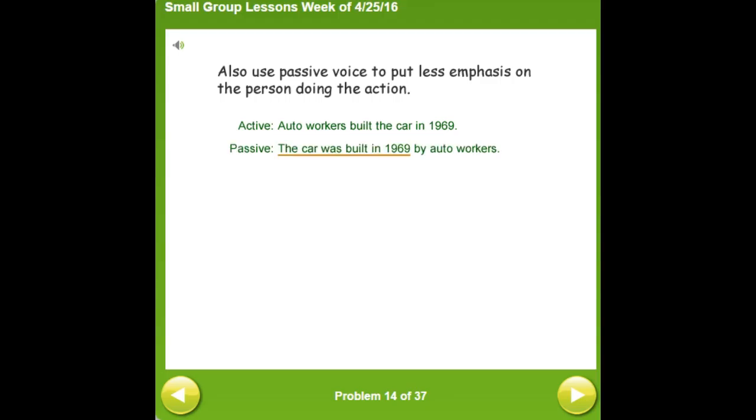We could write this sentence in the passive voice. The car was built in 1969 by auto workers. Using the passive voice puts the emphasis on the car and not the auto workers.